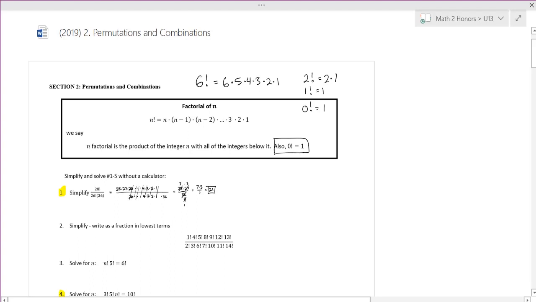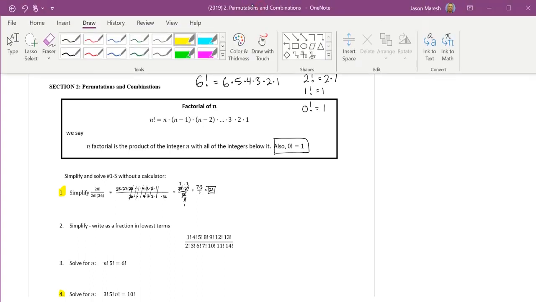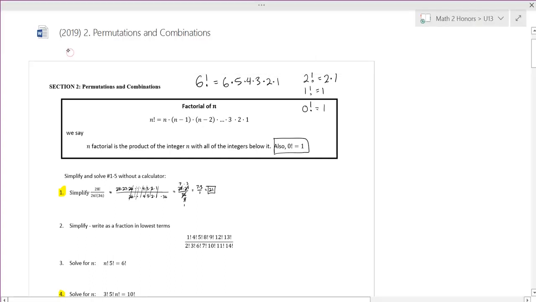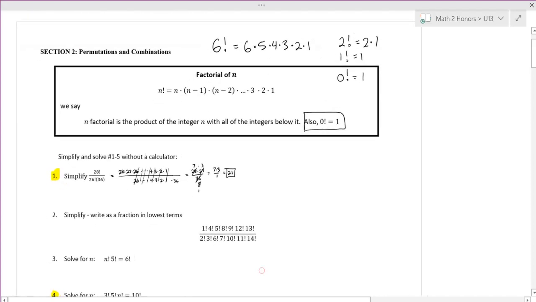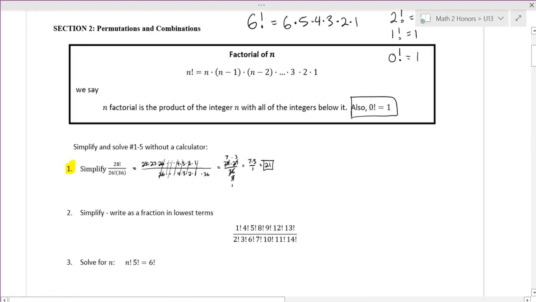I'm going to go over the homework on permutations and combinations and all the problems that I didn't solve in the notes. So the first part here is on factorials. Factorials, an exclamation mark, and on number 2 we wanted to simplify it in lowest terms.